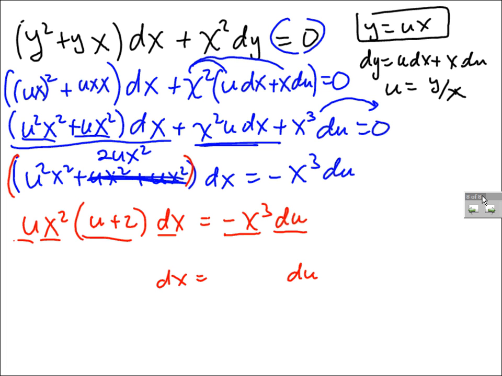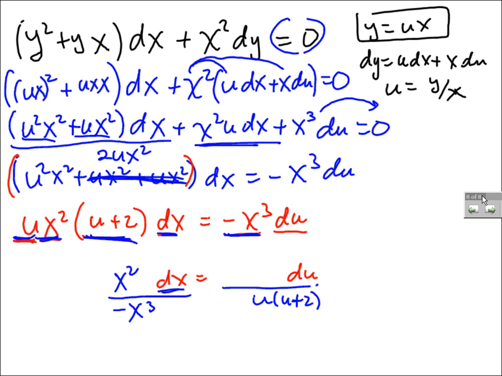Go factor by factor. This factor u, I want to cross the division line and put it on the bottom. The x squared, it can stay where it is. The u plus 2, it has u's in it. I cross the division line. It goes from the top to the bottom. The dx stays there. The negative x cubed, I bring it to the other side. So since it's in the top, I put it in the bottom.